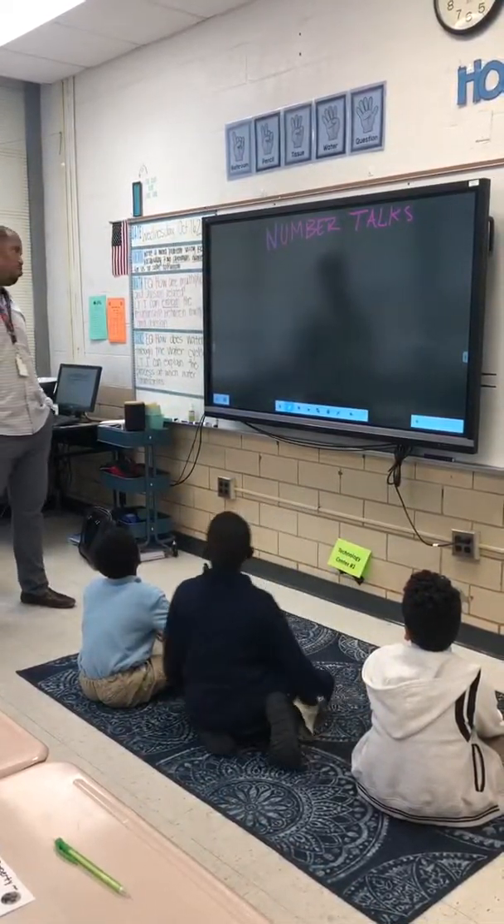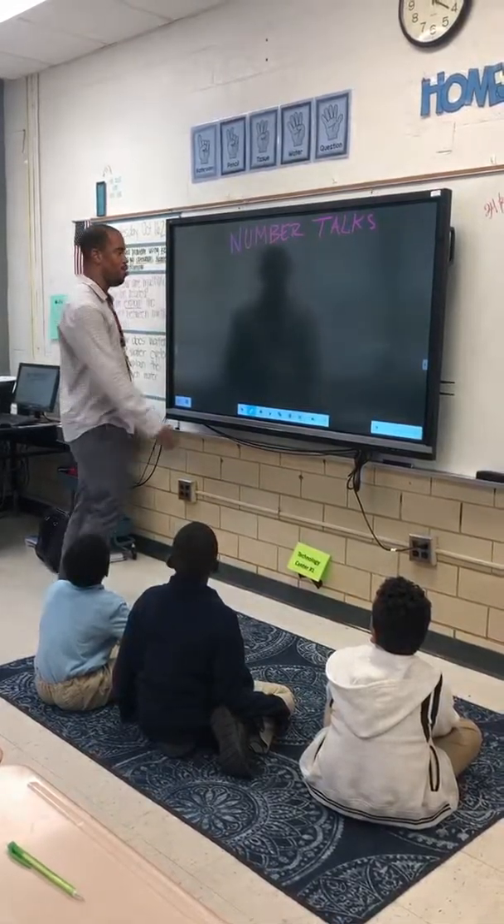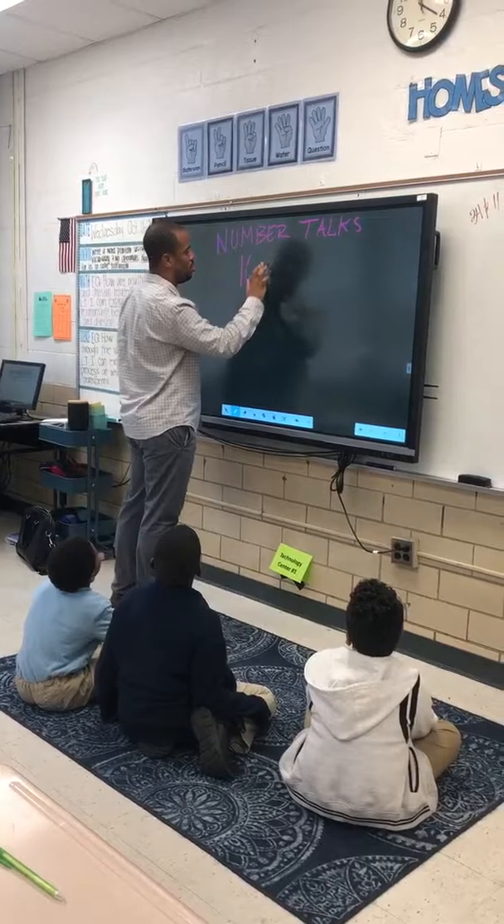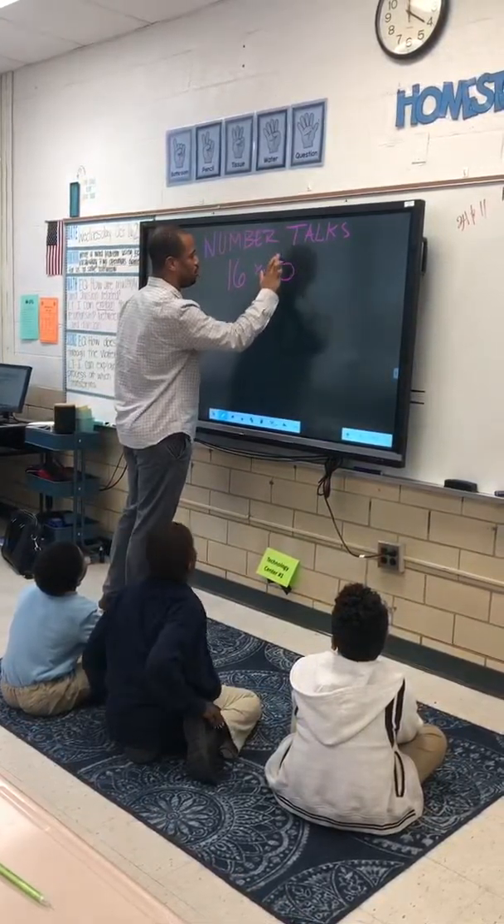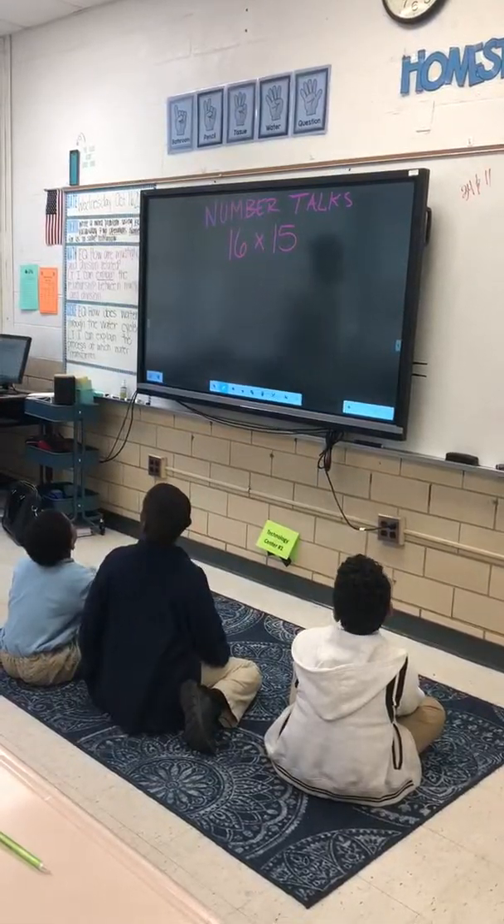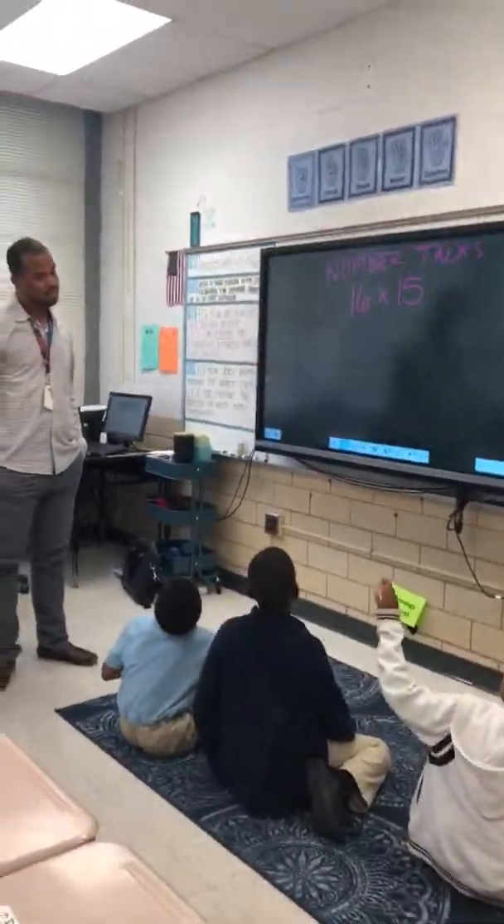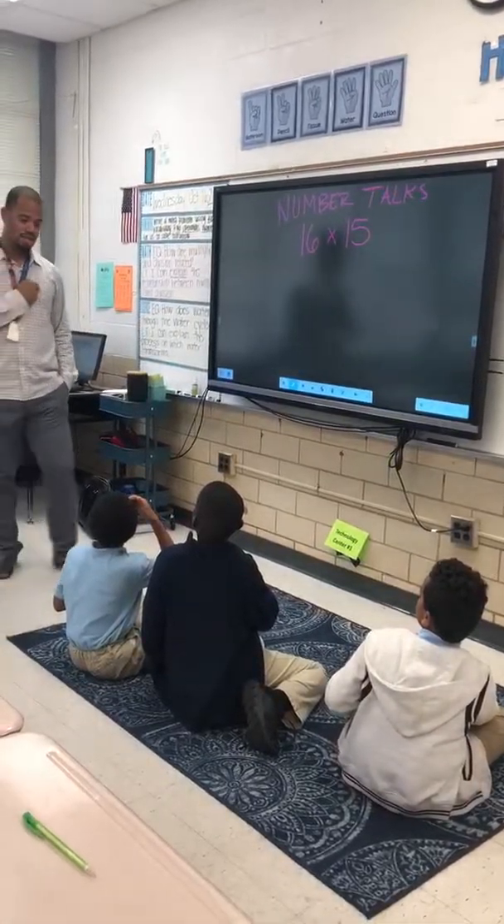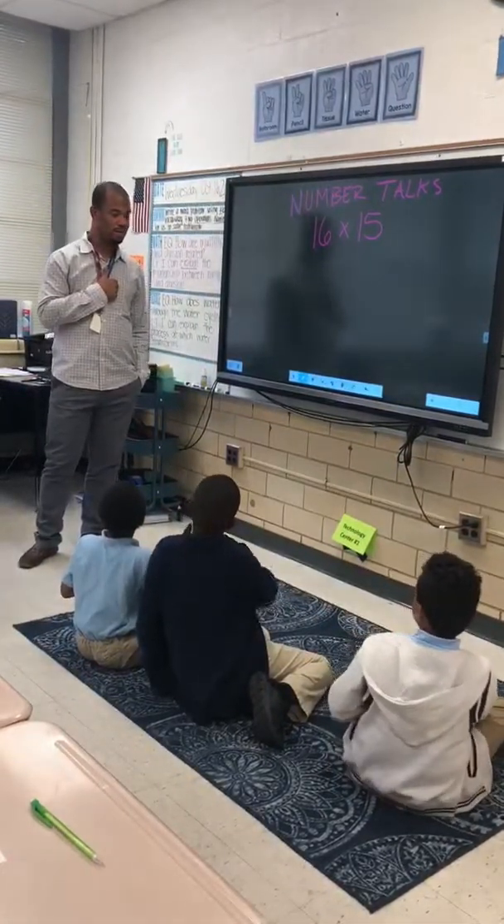So when you're doing multiplication, there's a couple of different strategies that you can use to solve a problem. So if I was to give you for our number talks, 16 times 15. Think of a strategy that you could use to solve that problem. Remember that you don't raise your hand for number talks. This means I'm still thinking, and this means I have an answer.